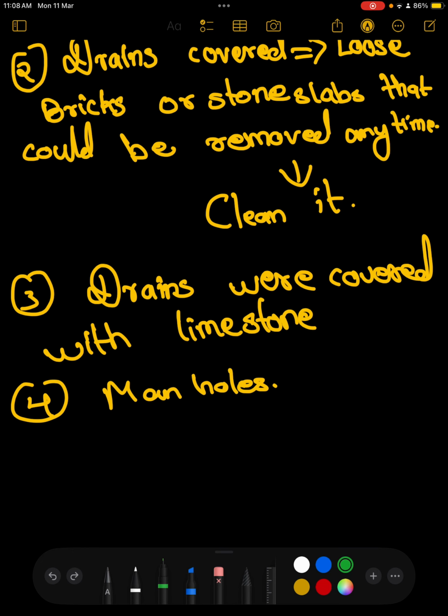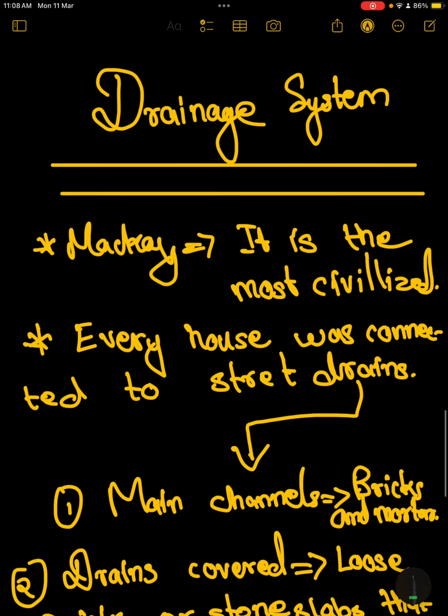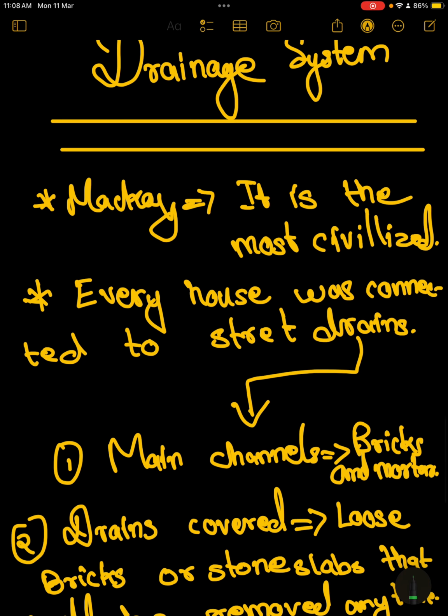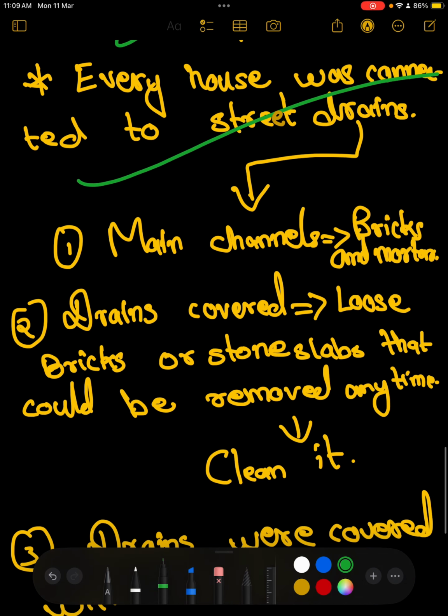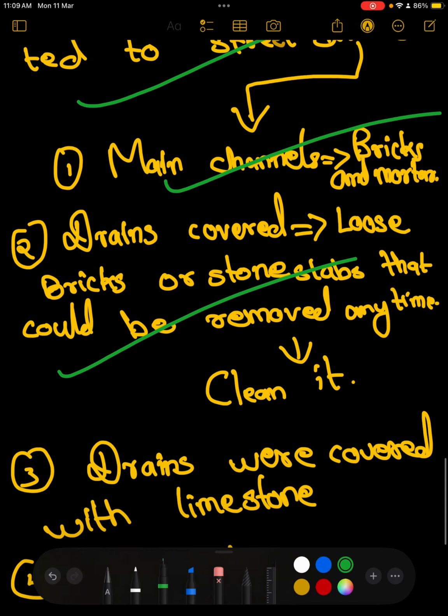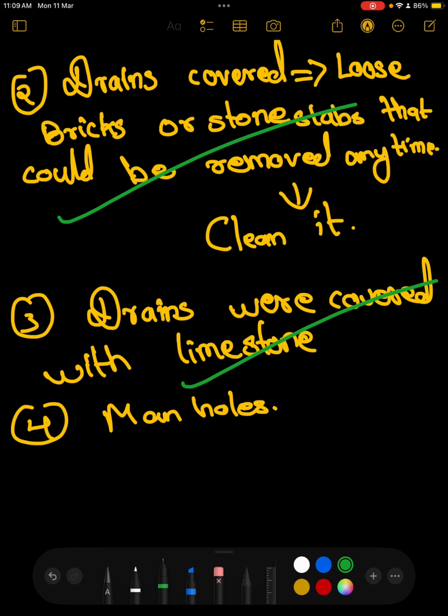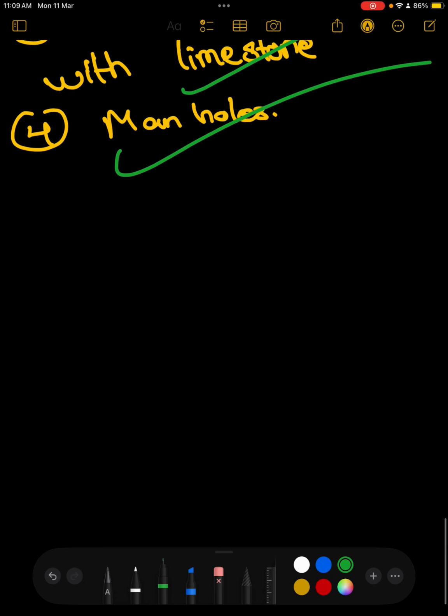So note that the most important features of the drainage system are that it is the most civilized and every house was connected to the street drains. Then the main channels of the drains were made of bricks and mortar. Drains were covered with loose bricks or stone slabs that could be removed any time because they had to clean it. Drains were also covered with limestone and there were manholes. These are the important features.